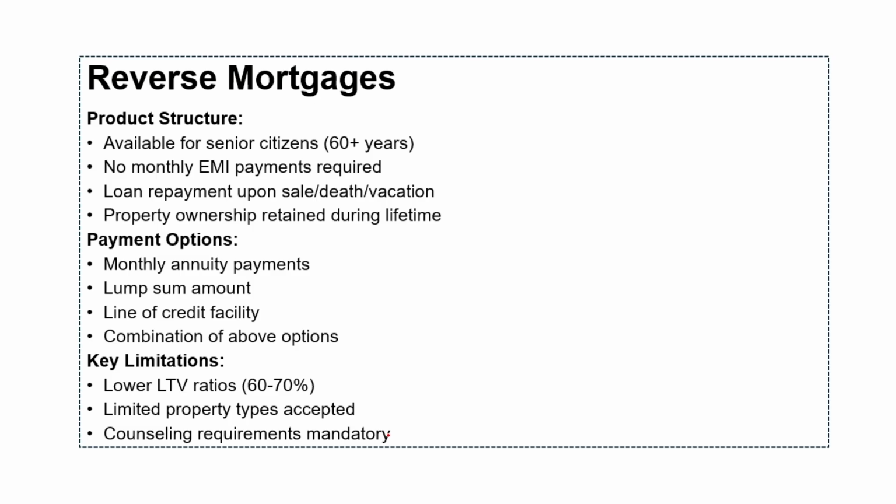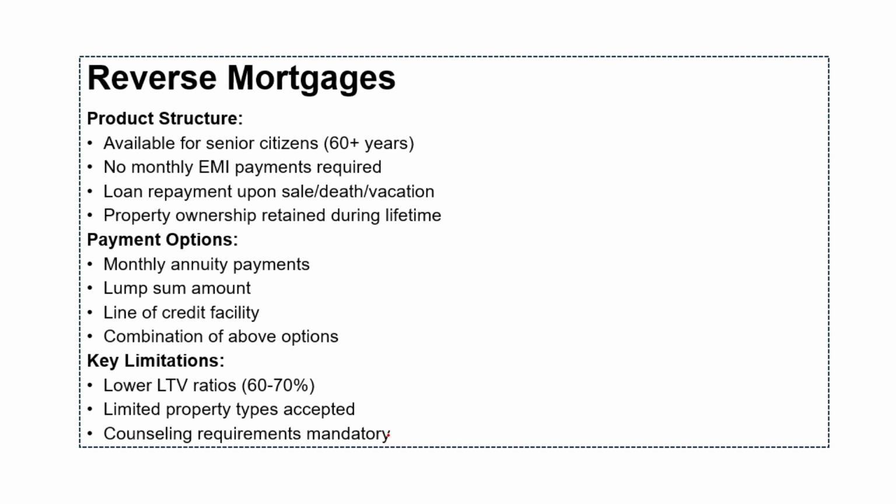Lump sum options address major expenses like medical treatment or home renovation. Line of credit facilities provide access to funds as needed, potentially offering better return through unused credit growth. Combination approaches allow customized solutions for individual financial needs.